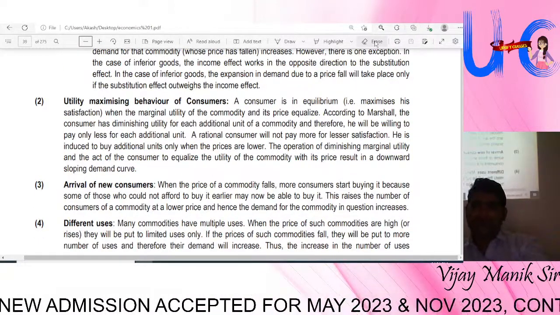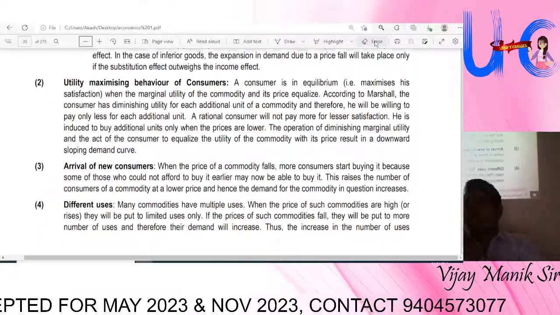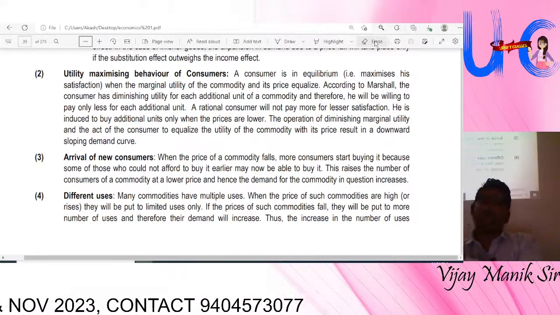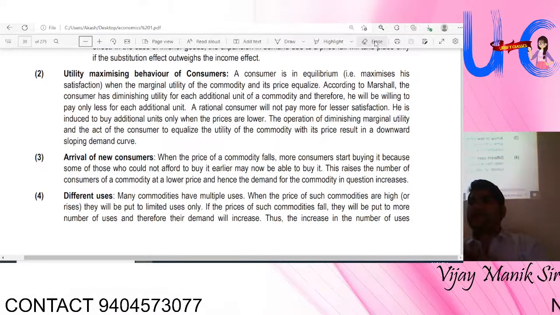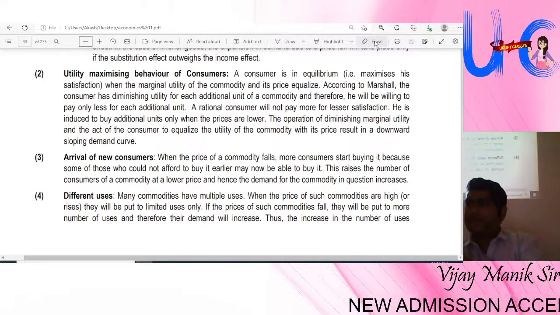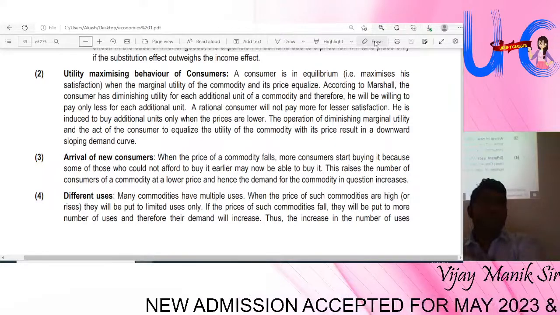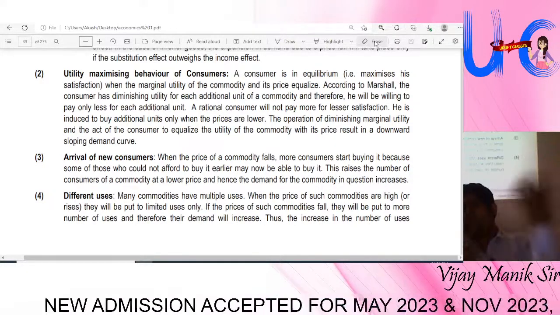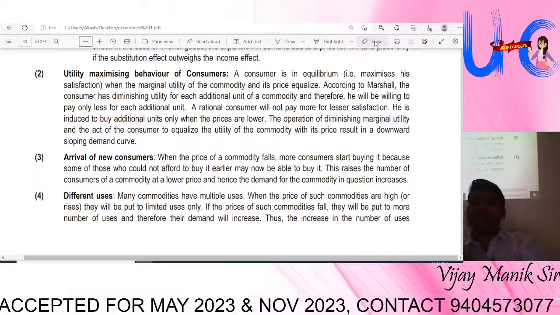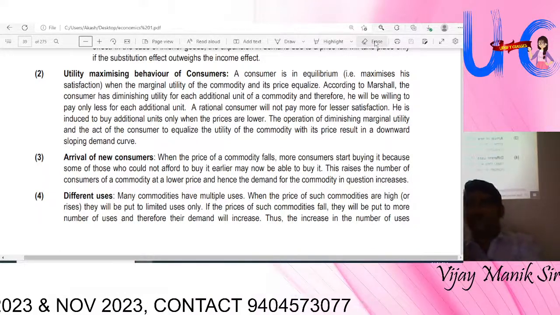Utility maximizing behavior of the consumer. Now what we can study here is how a particular consumer can make his satisfaction maximal. A particular product is with him, and he has to satisfy himself by that particular product. If he is not able to buy another one, not able to buy the commodity at that high price level, then he can maximize his satisfaction by that particular one.